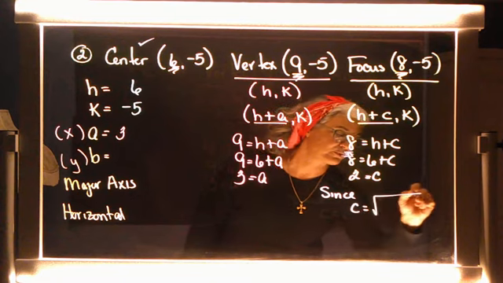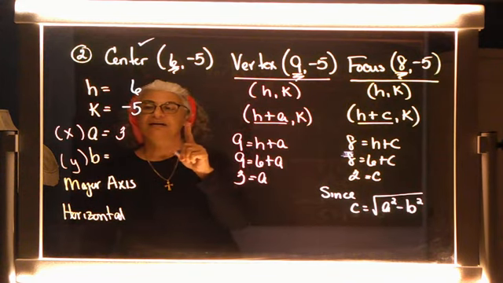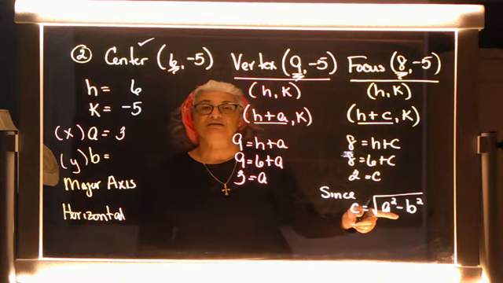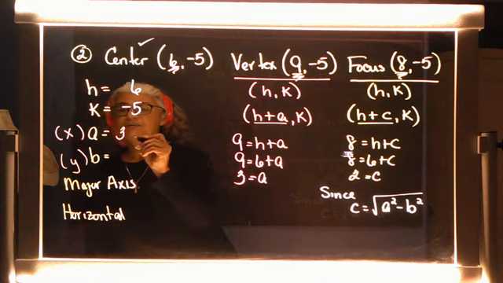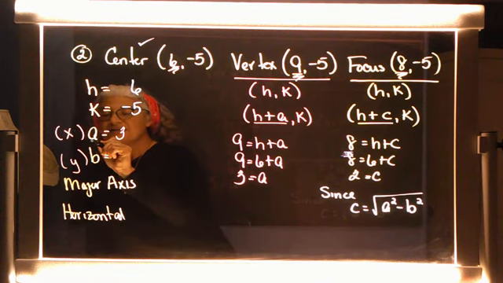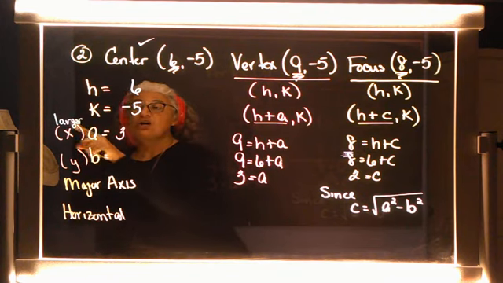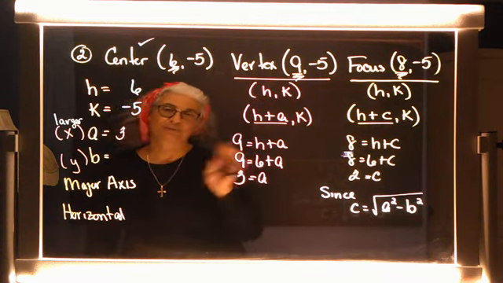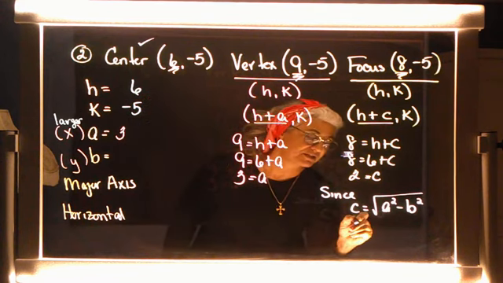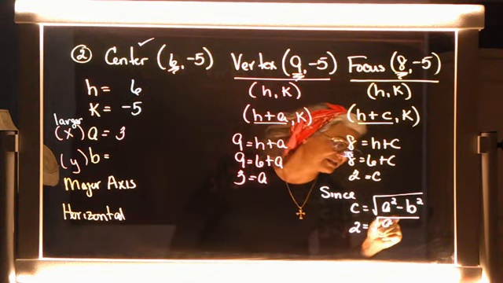C is equal to the square root of A squared minus B squared. But wait. A has to be larger than B, doesn't it? Since my major axis is horizontal, the number under X has got to be the larger number. So A squared has to be bigger than B squared. Remember, we can't get a negative number. So, C was 2. Since A was 3, A squared is 9.